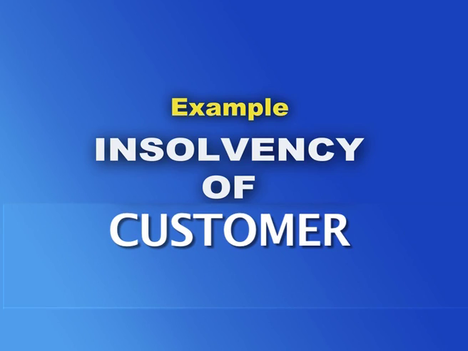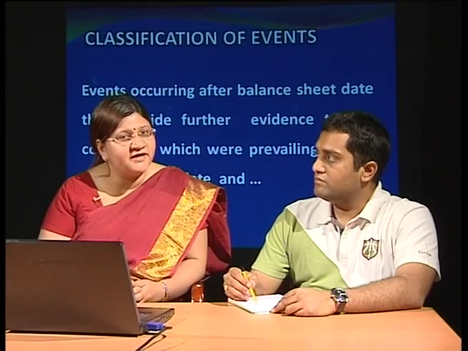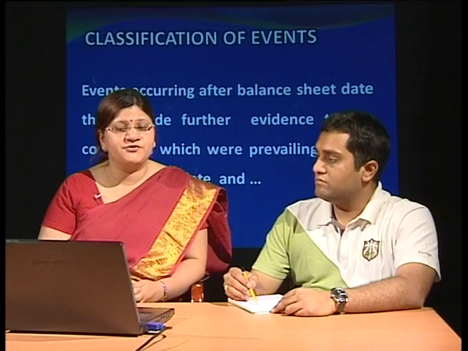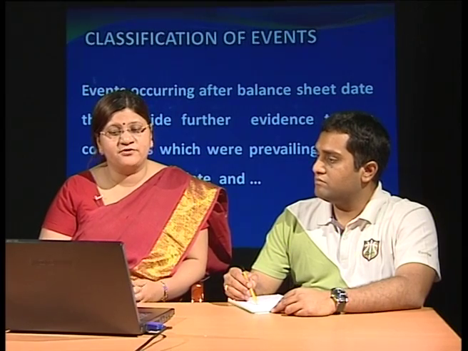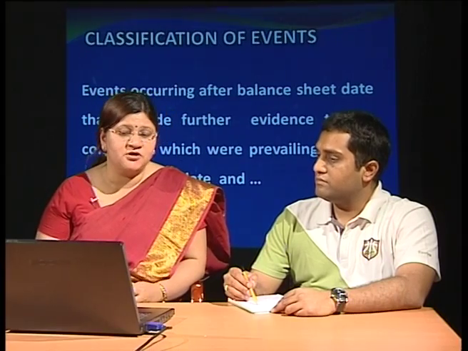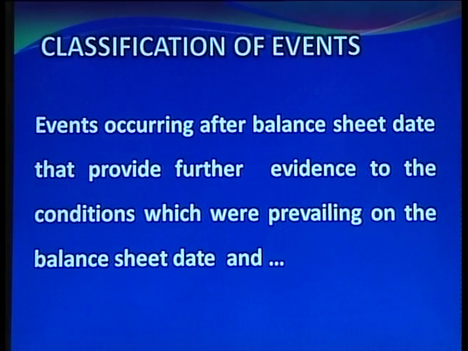Say for example, insolvency of a customer. We would have known the conditions beforehand, that is, certain estimation of the financial condition could have been known. So, such events are known as events occurring after balance sheet date showing indication. We need to account for such transactions by adjusting our assets and liabilities. They are classified as events 1.